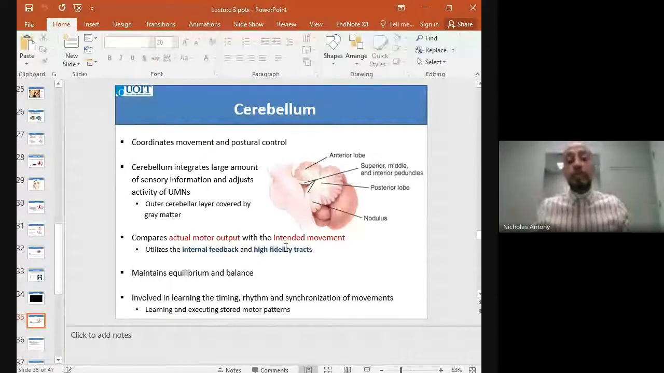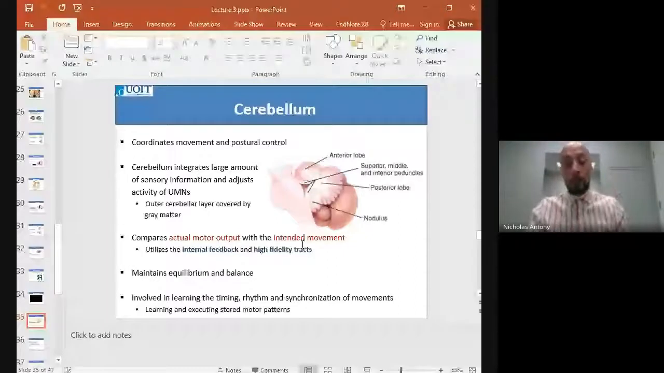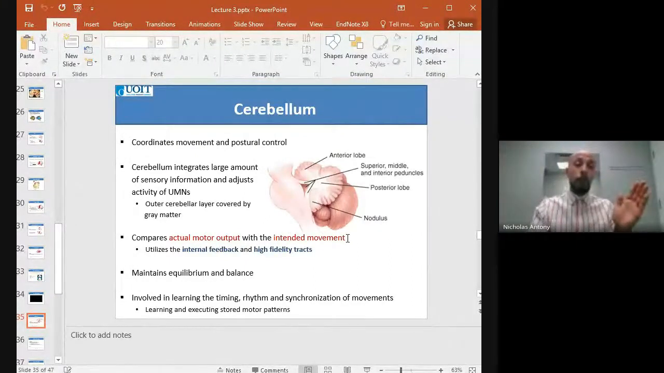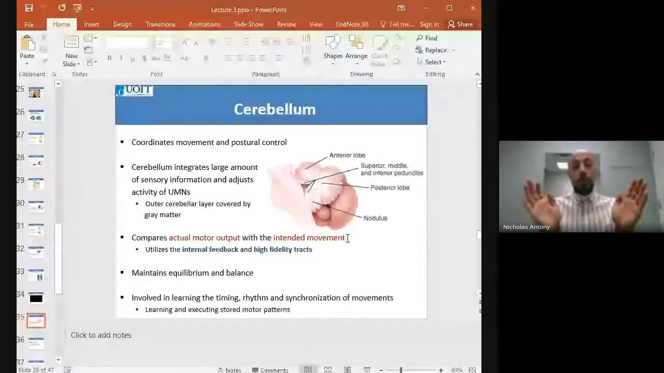What else is being sent to the cerebellum is all of the information from our muscle spindles. So all of our proprioceptive tracts are being sent back up to the cerebellum as well. So the cerebellum is constantly comparing what muscles we're contracting versus how our body is moving. Motor output versus proprioception.